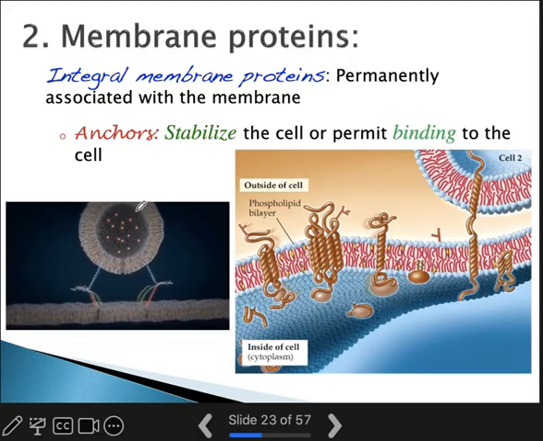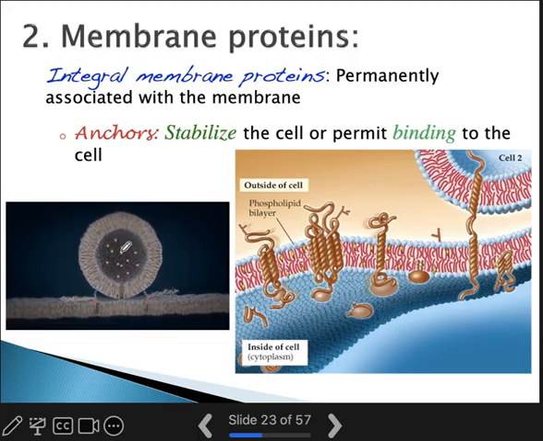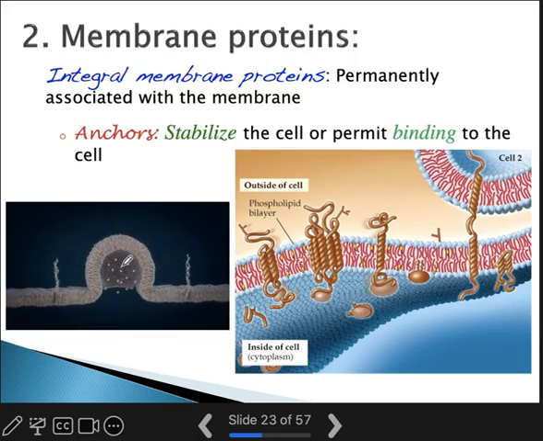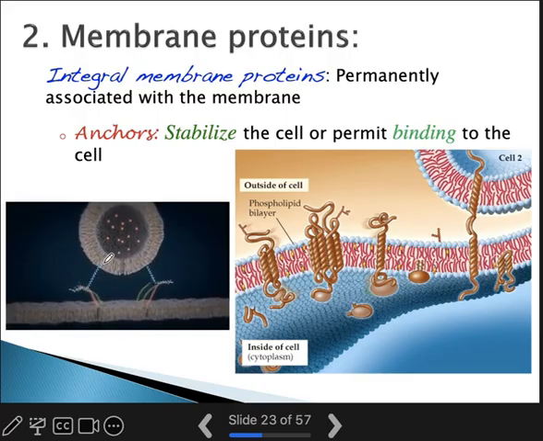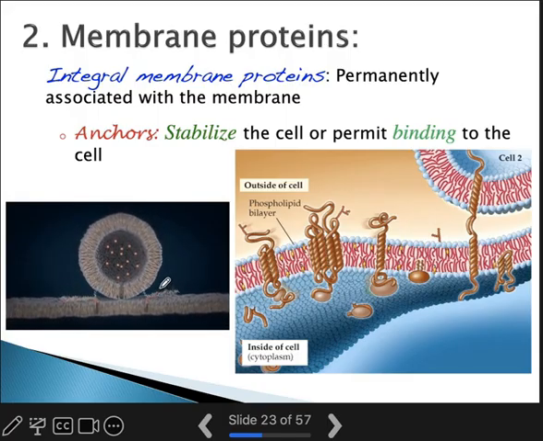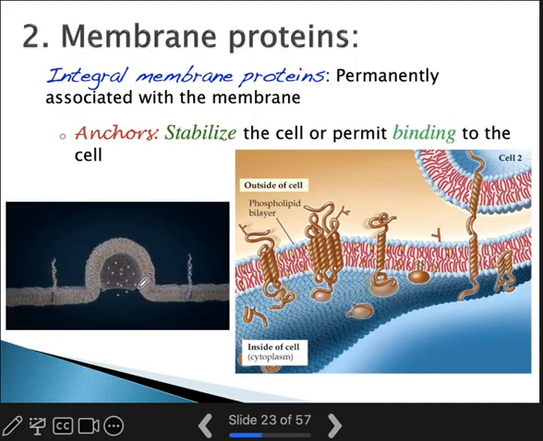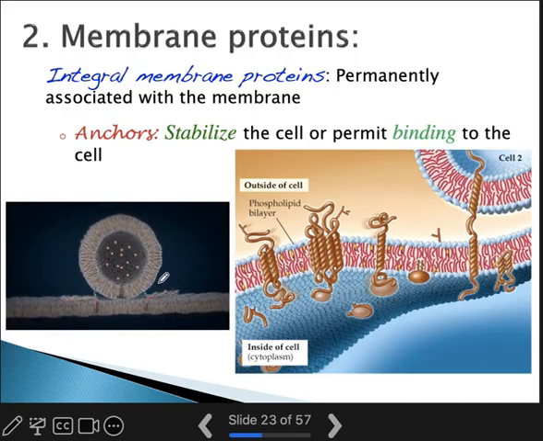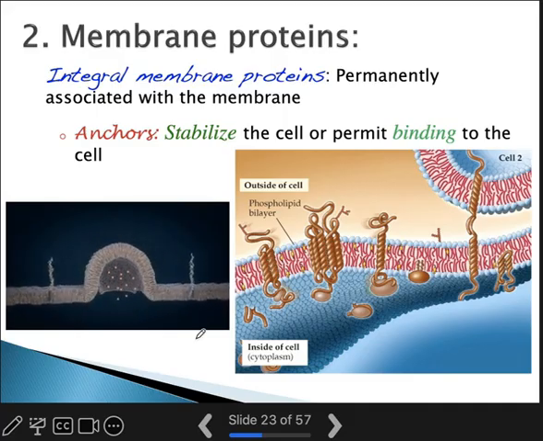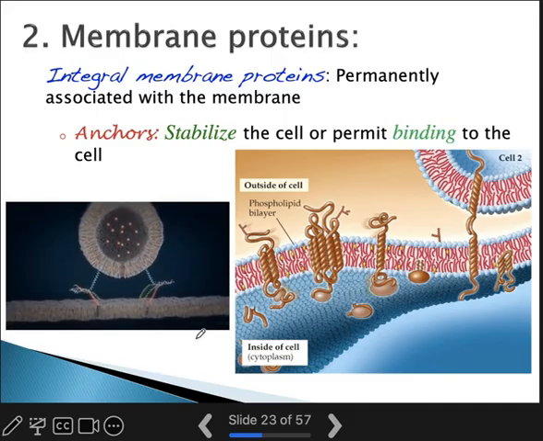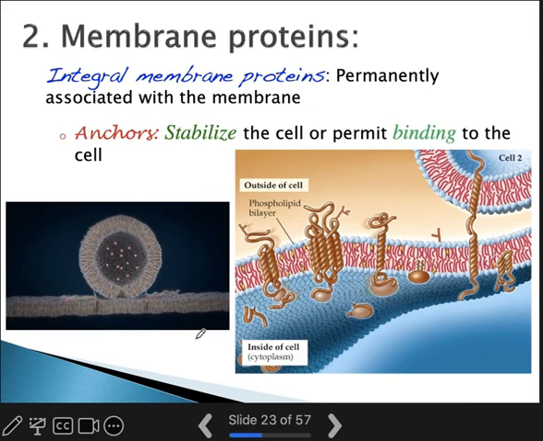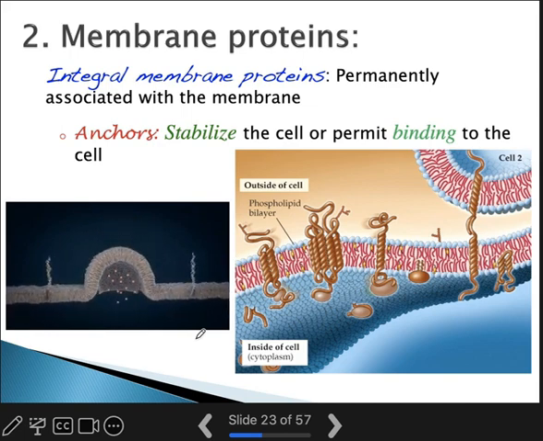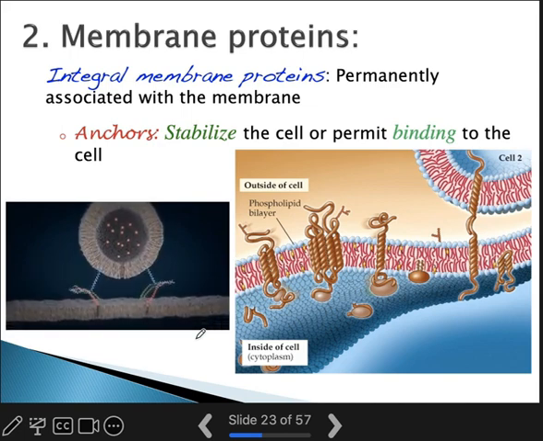But it also can be like, here's a vesicle. These may be neurotransmitters, and we may want to move them. We're going to use our integral membrane proteins here to allow for an anchoring and then binding to the membrane. We're going to talk about these structures a little bit later as part of the nervous system. So integral membrane proteins are going to play a very important role for how the membrane will function, not just in anchoring, but also in binding.